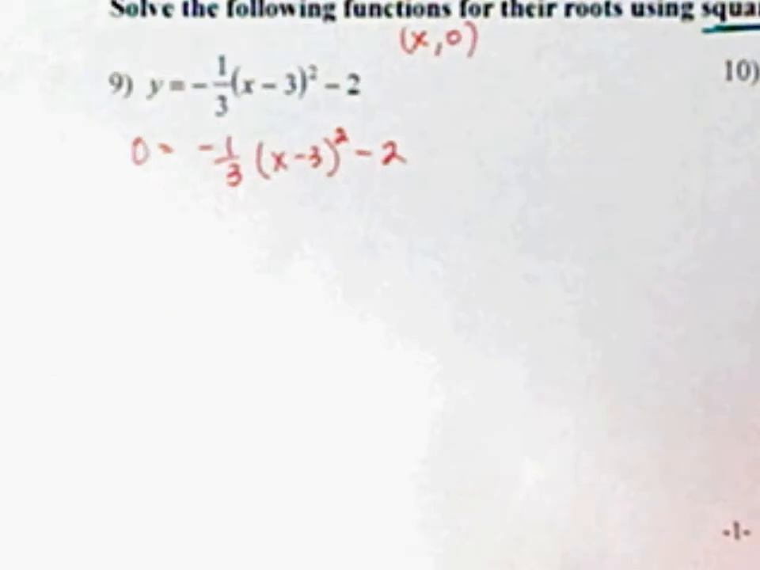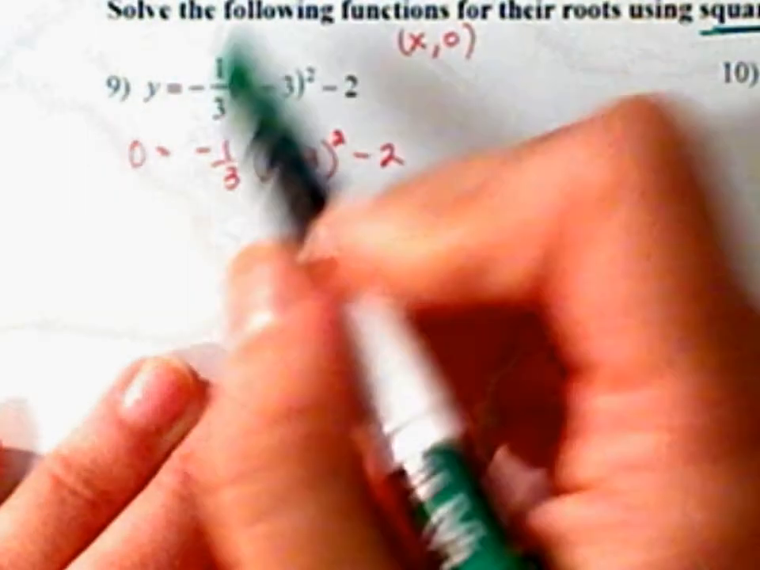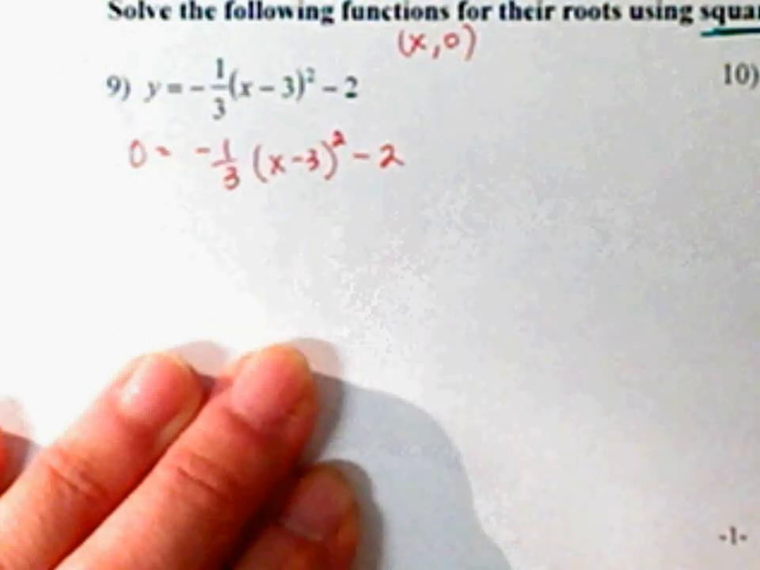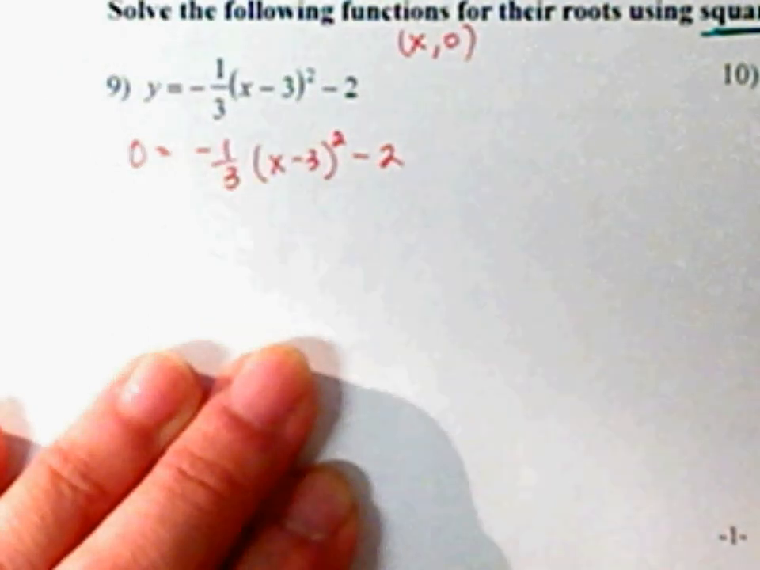Now, you see this negative? Let it go with the 1 or the 3, but not both, because if it's both, it should be positive. A negative divided by a negative is a positive. So, I'm solving for x.